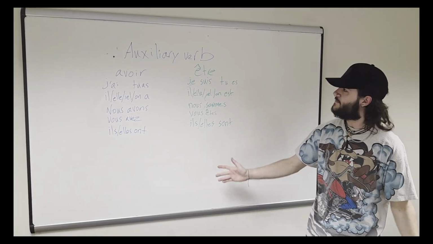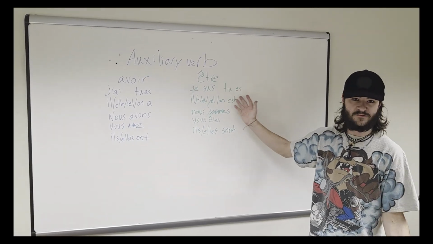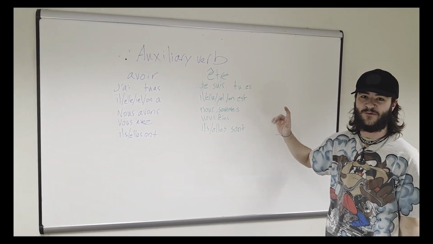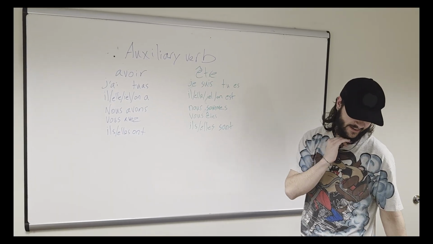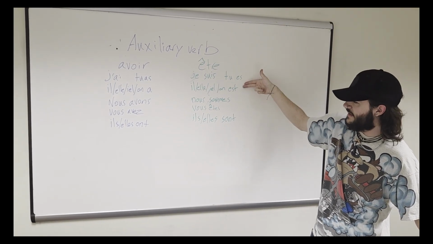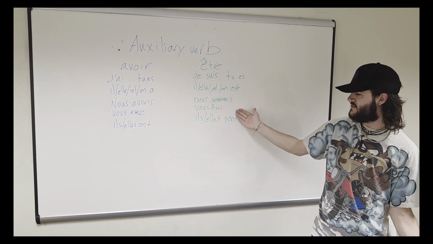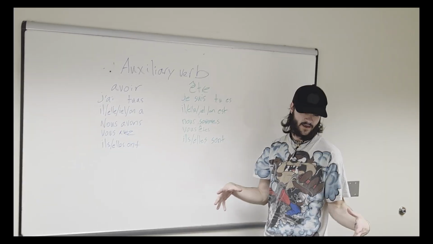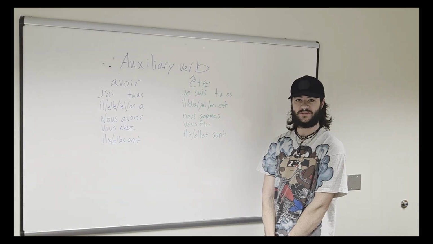The second auxiliary verb is going to be être. This one is used a lot less frequently, but it is very important to know when it is used so that you can do it correctly. We're going to look at the fancy chart of être conjugations. Je suis, tu es, il est, elle est, on est, nous sommes, vous êtes, and ils and elles sont. And now, I will tell you when you need to use être instead of avoir.